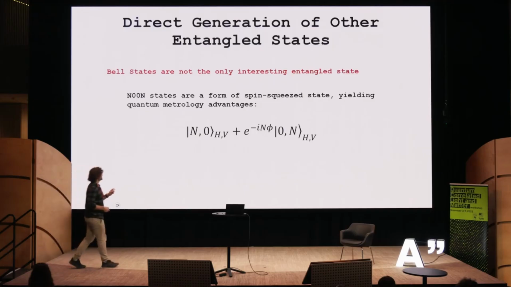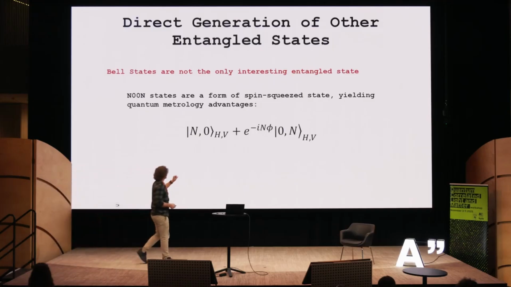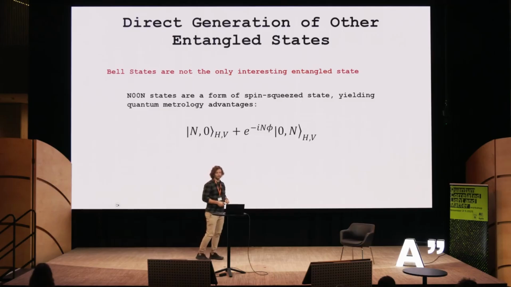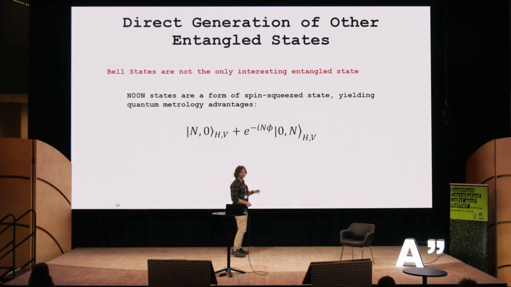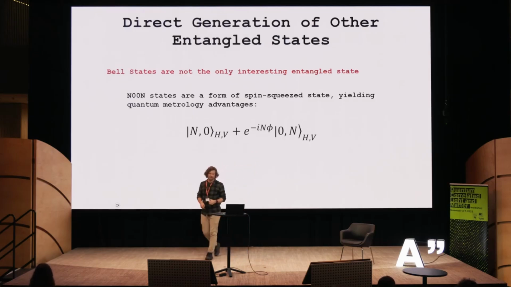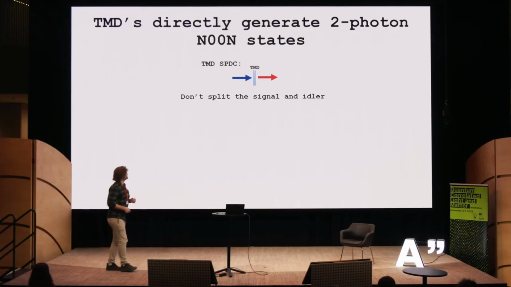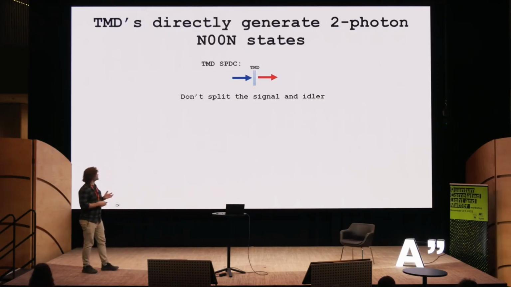The NOON state is a state where we take N photons and create a superposition of all N of them polarized in one direction or all N of them polarized in the other direction. People like thinking about these for metrology purposes because if you apply a phase shift or a birefringence, you get a factor of N in the rate at which the state is sensitive to the phase. And if we look at our TMD, it turns out these crystals directly generate NOON states.